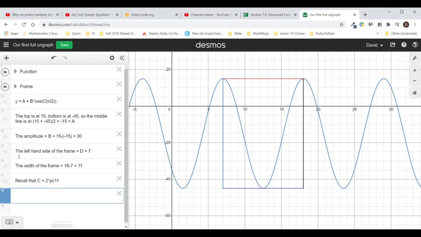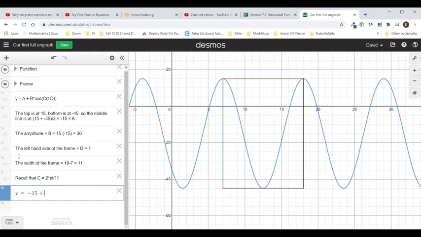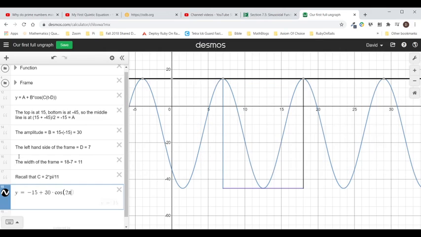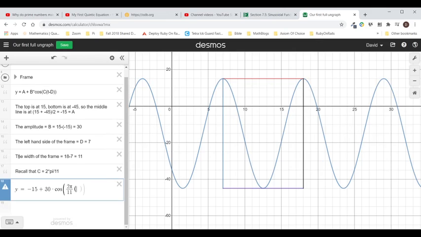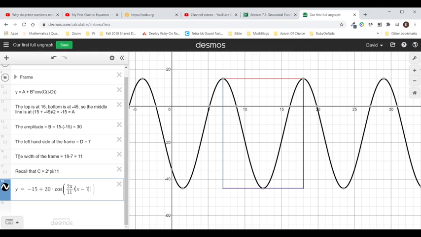Now I'm going to check our answer. How am I going to check my answer? I'm going to put down an equation, and I'm hoping I get exactly the same graph I'm looking at. So I'm going to write down y equals minus 15 plus 30 times the cosine of, let's see here, what do we decide? 2 pi divided by 11, and then left side, x minus 7. Ta-da! And you can see the graph that we just came up with. The equation we just came up with has exactly the same graph as the one we started with, so yay, we found the right answer.